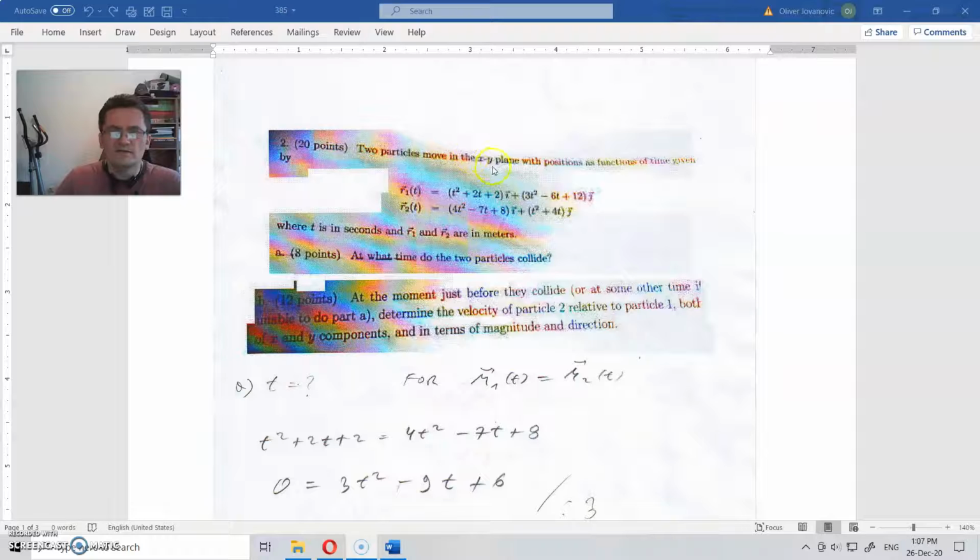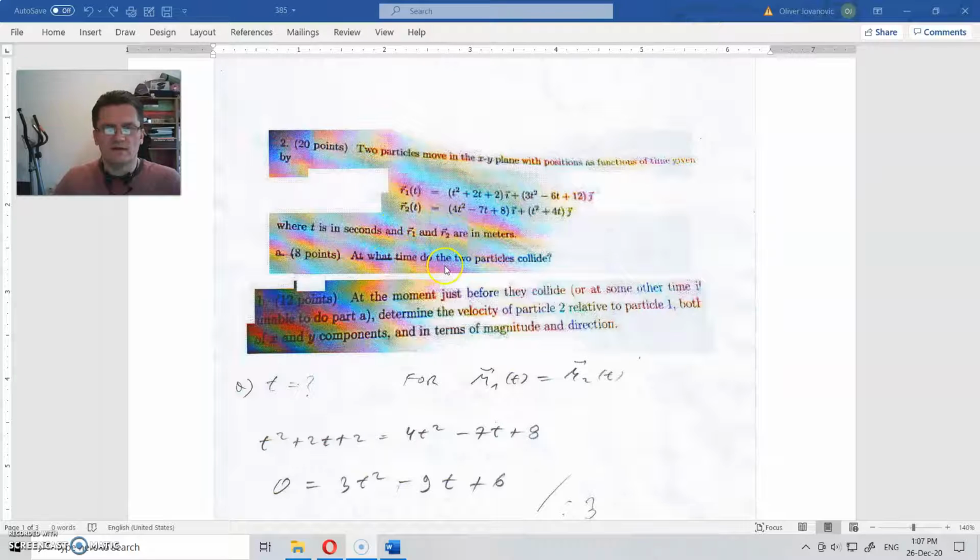Two particles move in the xy plane with the position as a function of time given by r1 and r2. So this is t squared plus 2t plus 2 times i, which is the unit vector of the x-axis, and this is j, the unit vector of the y-axis. Where t is in seconds and r1 and r2 are in meters.